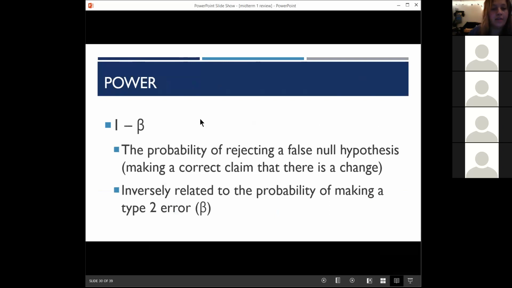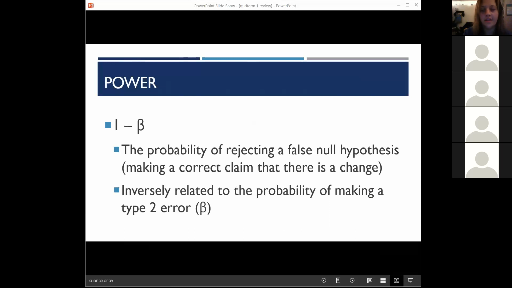Okay, and then power is basically the opposite of the probability of making a type 2 error. Our power is just going to be making a correct claim that there is a change. So our power is good. Our power is saying that you correctly said that there's a change going on, when your type 2 error is like incorrectly saying there's a change. So saying there's a change when the null was actually true, saying there's a change when there wasn't a change. So power is rejecting a false null hypothesis.